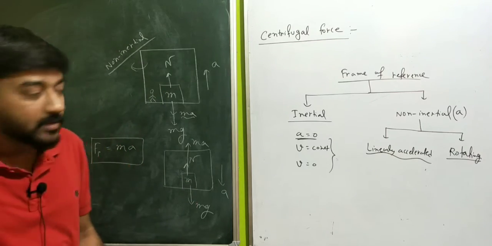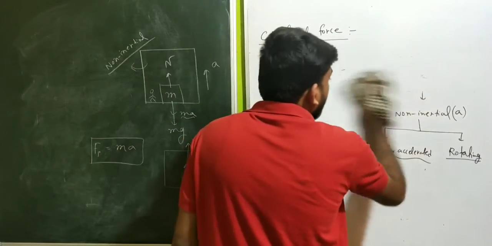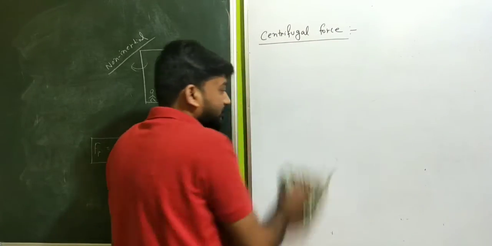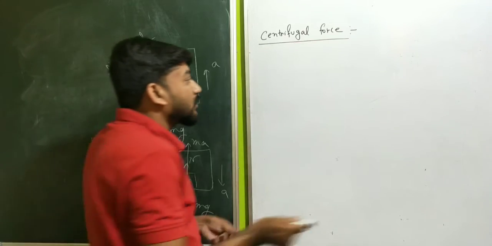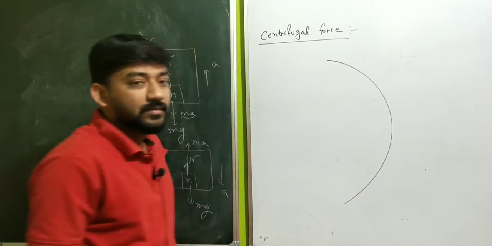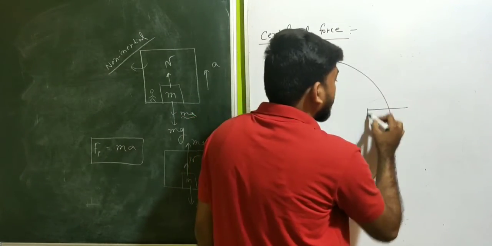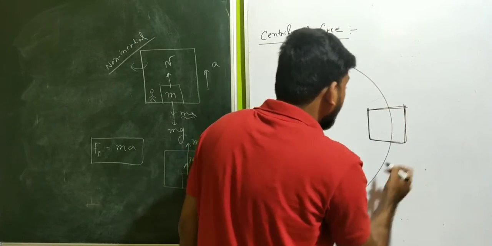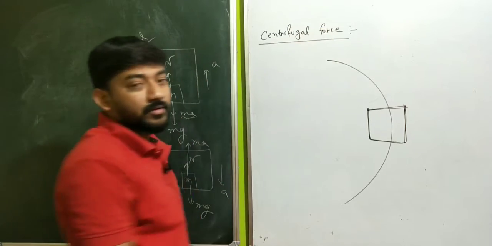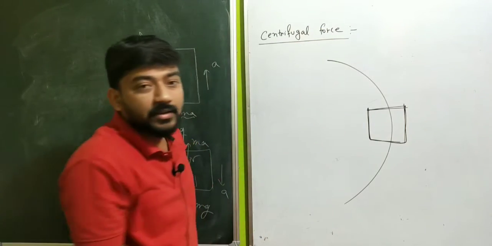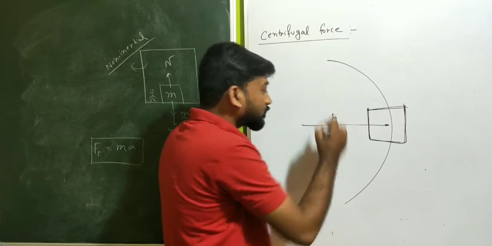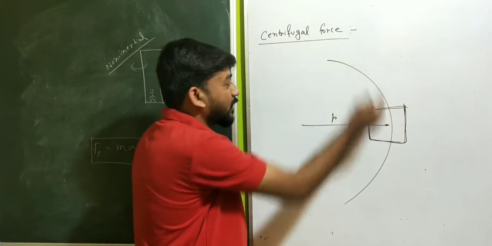So now what will happen if the frame is rotating? Let me assume that suppose this is a rotating path and a platform is rotating along this path. So you can imagine it as a merry-go-round. It is rotating along this path, and this is a part of a circle.